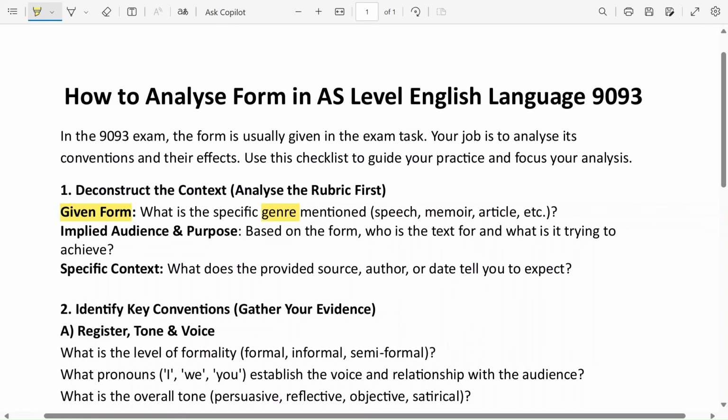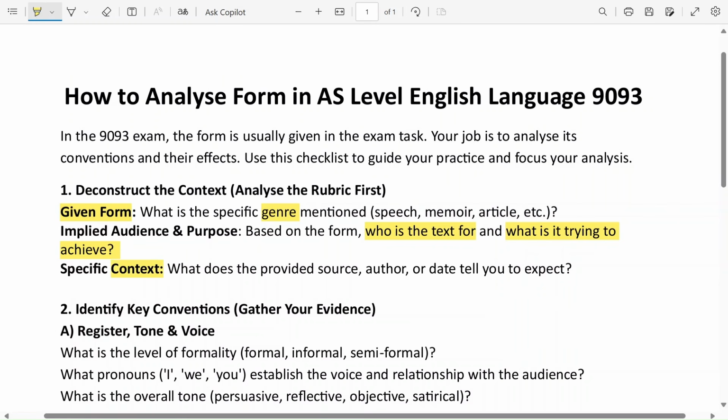Next, establish the implied audience and purpose. Based on that given form, who is the text for and what is it trying to achieve? For example, a speech implies a live audience and probably a persuasive or informative purpose. On the other hand, a travel memoir, for example, suggests an audience of interested readers with the purpose of entertaining and reflecting.